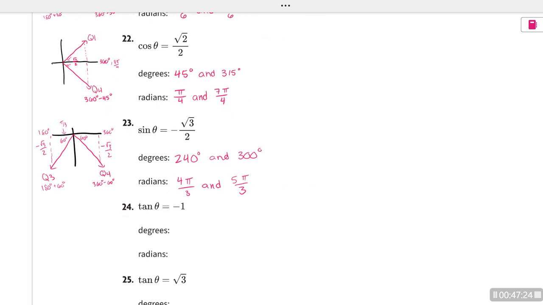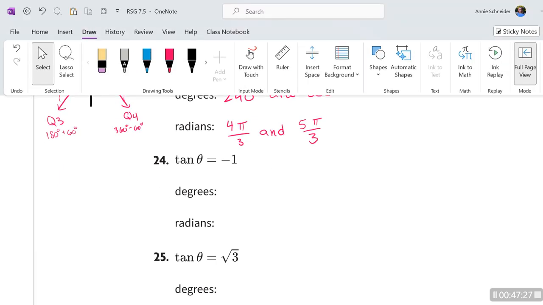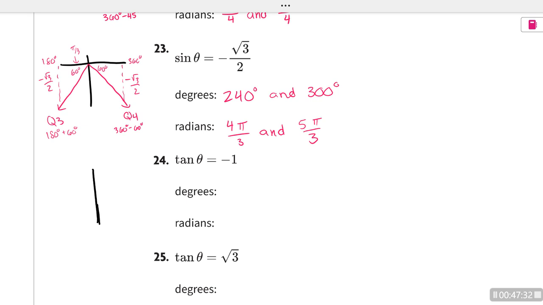Okay, question 24. So this one wants tangent, and tangent is equal to negative 1. So let's think where tan comes out negative. That's when x and y are opposite signs. So it's in quadrant 2 and quadrant 4. Here we have positive over positive, which gives us a positive. And here we have negative divided by negative, which gives us a positive. So quadrant 2 and quadrant 4 are where tan is negative.